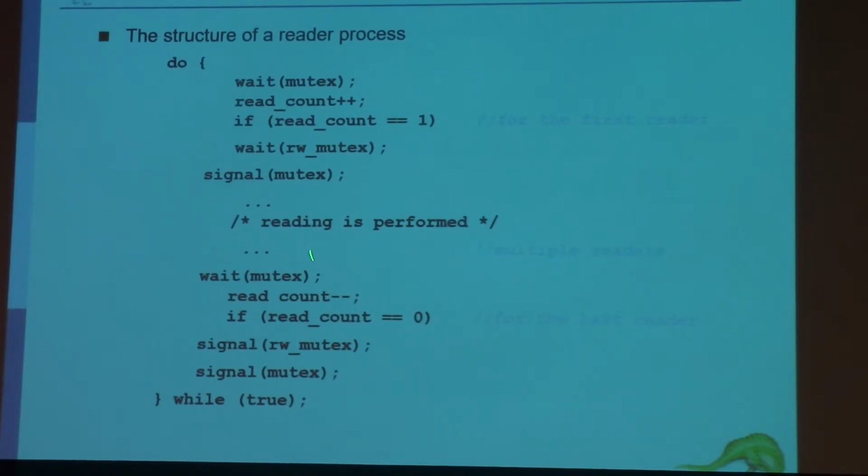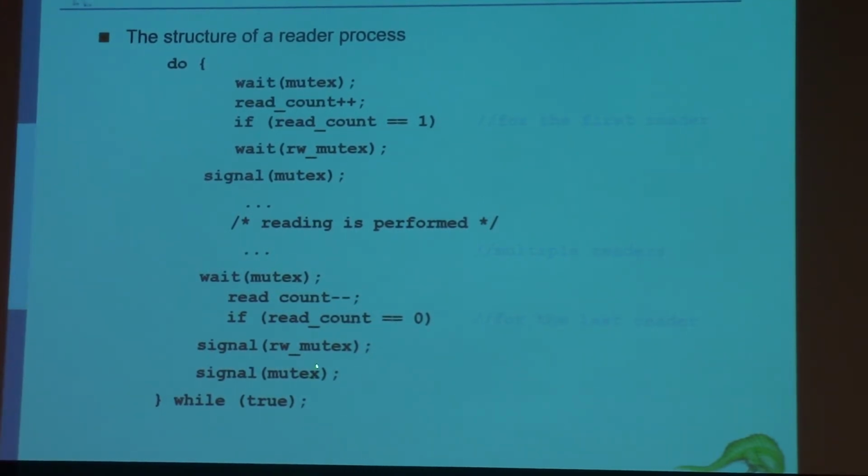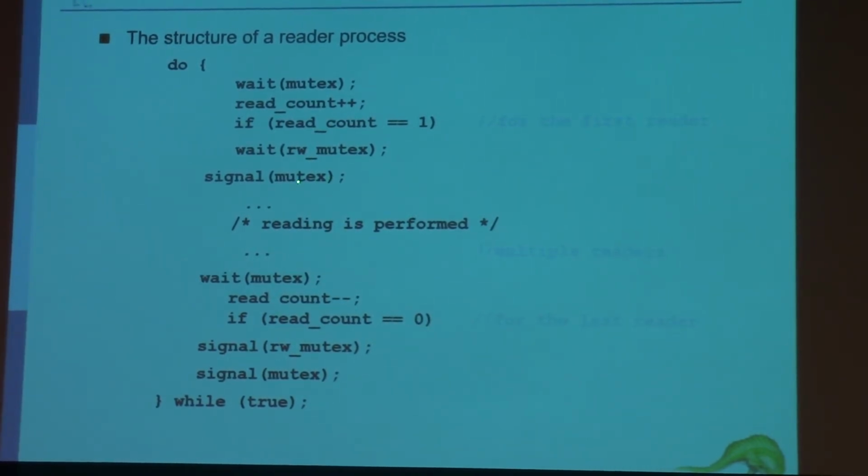When you read the data, the wait and the signal are not for the critical section. They are for updating how many processes read, the read count. Okay, don't be confused. Some of the students ask why it is not wait and signal. This signal is for this, and this wait is for this signal. Because during the critical section, actually it's not a critical section.